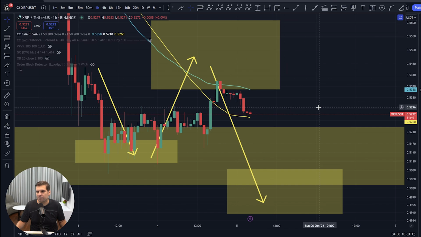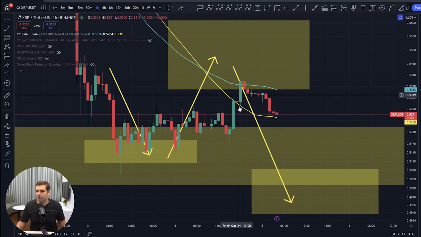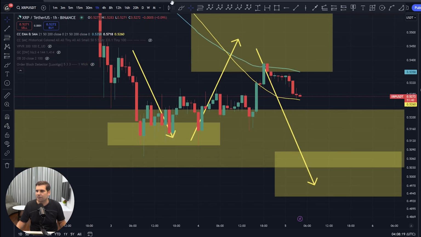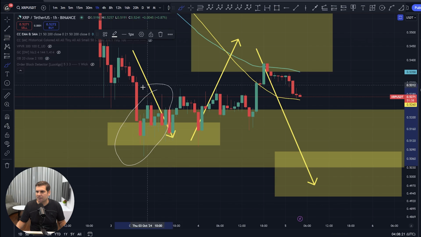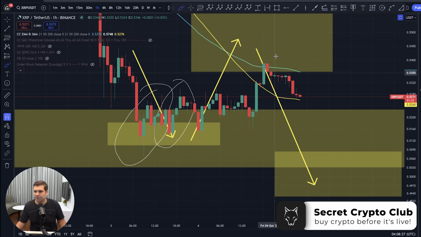So we saw rejection off the 50 EMA here on the hourly chart. We're finding brief support at the moment on the 50 simple moving average. Our structure of this move to the upside is very corrective, and what I mean by that is the candlestick patterns here are overlapping with each other. This is an indication that this is a short-term move to the upside.